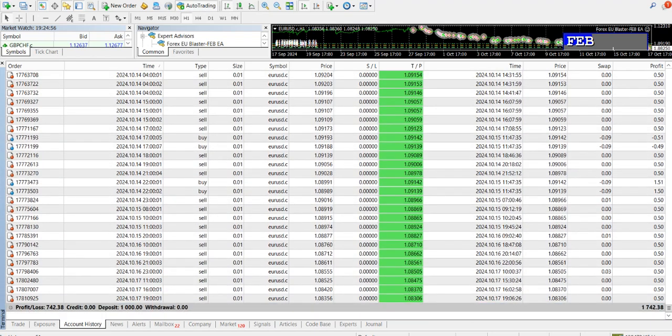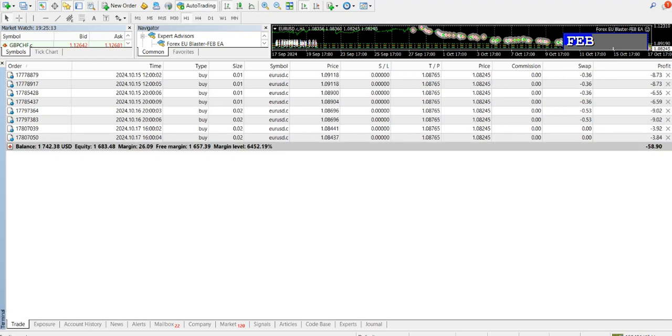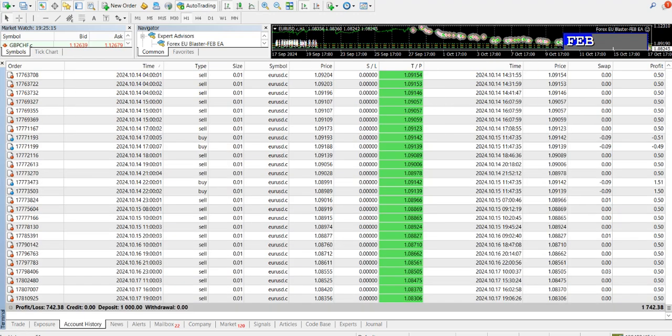Anyways, this is the current situation, guys. We have made 742 in 6 months. Okay. And let me show you the current trade history as well. There are currently a few trades going on, and let me take you to the MyFxBook.